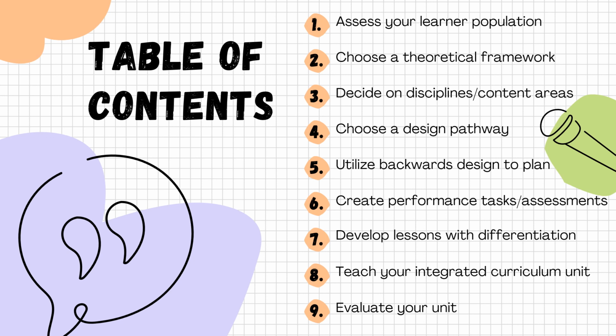Here you will see the process or table of contents that we will discuss on how to build, create, and implement an effective integrated curriculum unit with differentiation included. There are 9 steps to the process, which include assessing your learner population, choosing a theoretical framework appropriate to your learner population, deciding on content areas and disciplines that will be taught, choosing a design pathway or approach for your unit, utilize the backwards design to plan, creating performance tasks and assessments, developing lessons that include differentiation, teaching your integrated unit, and last but not least, evaluating your unit for future success.